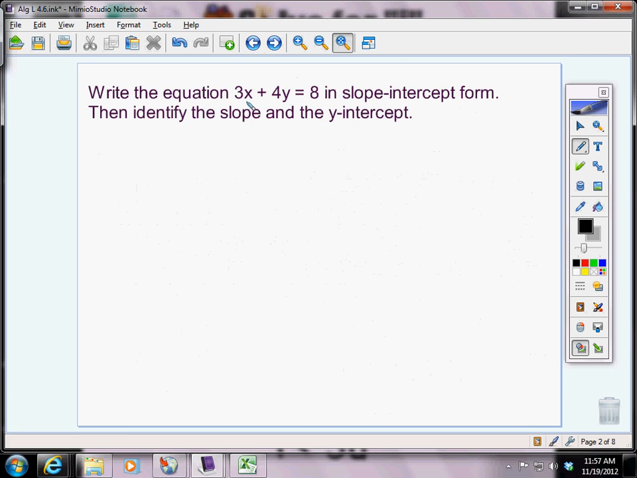It says write the equation 3x plus 4y equals 8 in slope-intercept form. Slope-intercept form is y equals mx plus b. Then identify the slope and the y-intercept. Well, there was a reason we spent so much time solving for variables or writing things in function form, and this is the reason why. We want something solved for y.